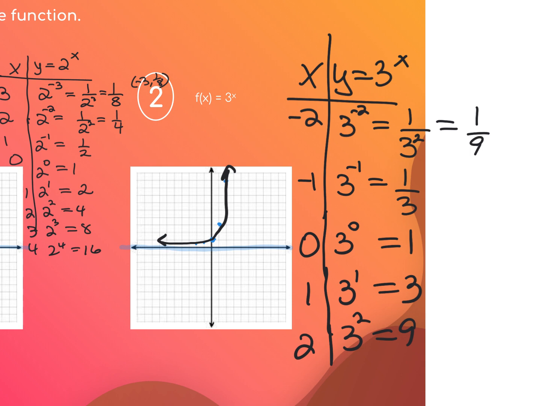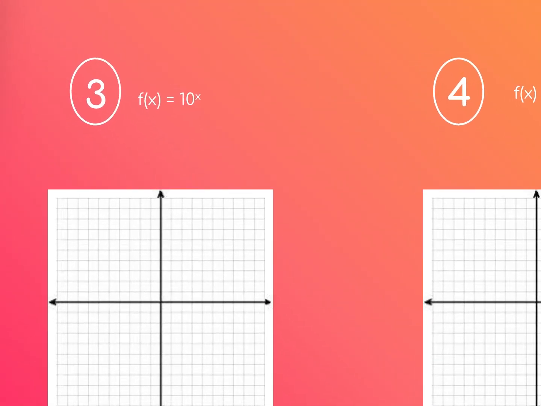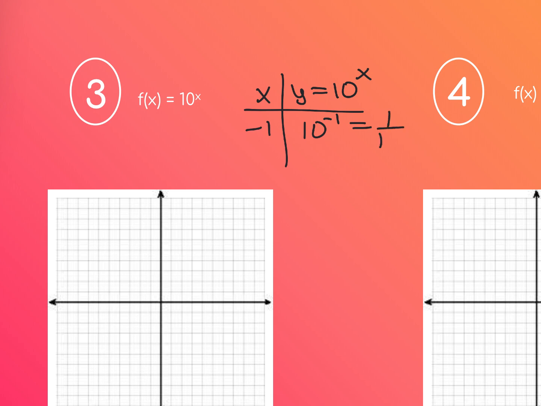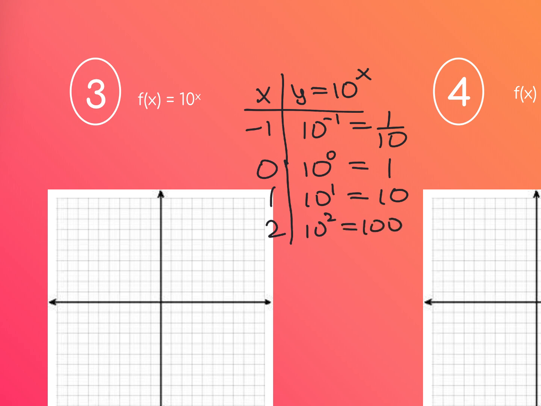Same thing, it's just going to go up super fast because my base is now going to be a 10. So again, I'm just going to do my little chart. This time I'm going to do only 4 ordered pairs. So again, I'm doing y equals 10 to the x. I'm going to plug in -1. 10 to the -1 power is 1/10. I'm going to plug in 0. Anything to the 0 power is 1. I'm going to plug in 1. 10 to the first is 10. And when I plug in 2, which obviously I'm not going to be graphing, 10 squared is 100. So again, I can go ahead and graph.